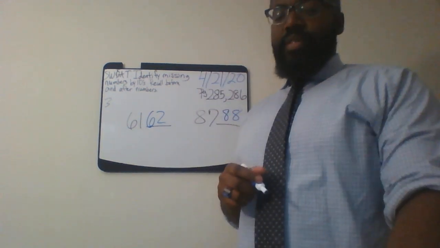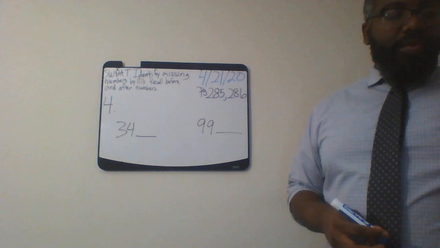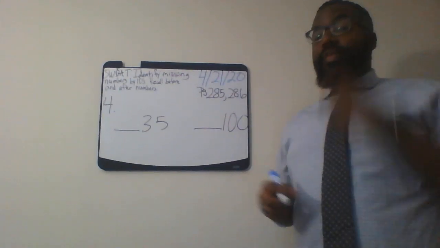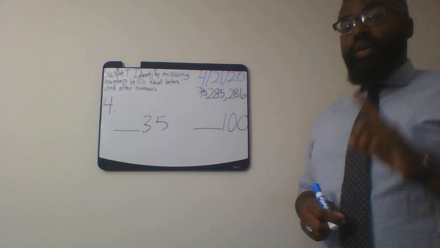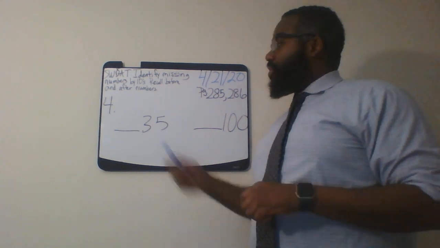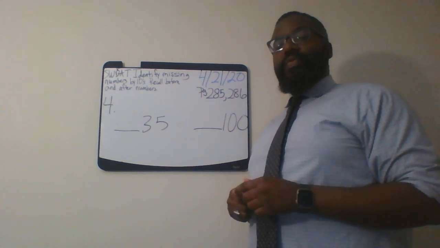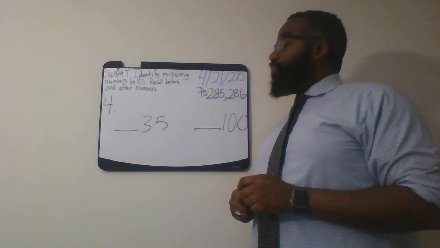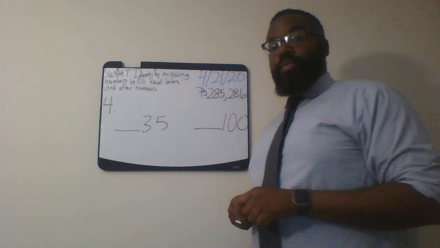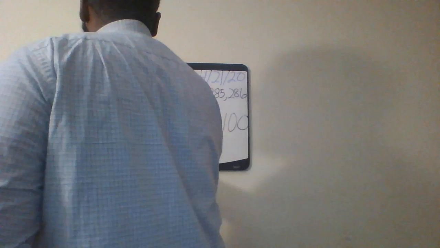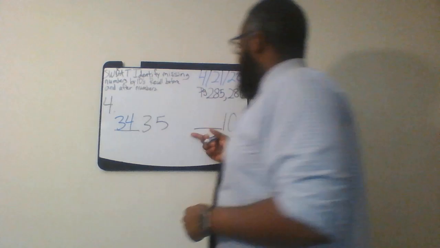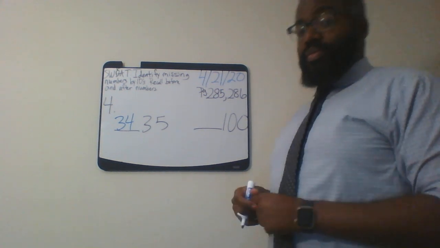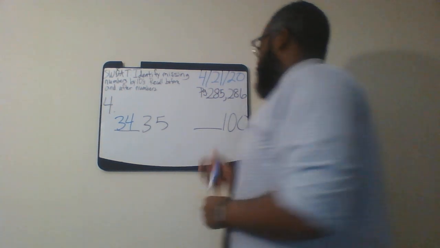Good job. Now, number 4 is basically the same, but for number 4, you write the number that comes before. So we have 35. What comes before 35? What's the first number that comes before 35? 34. And next we have 100. What number comes before 100? 99.